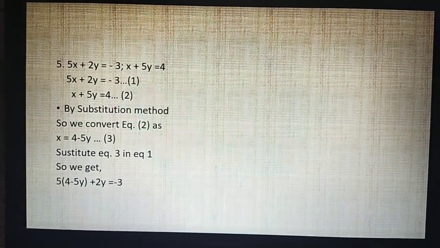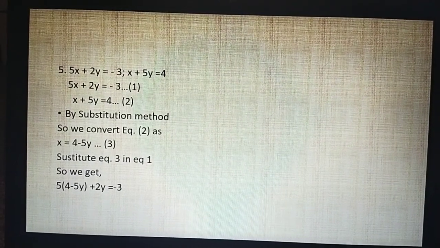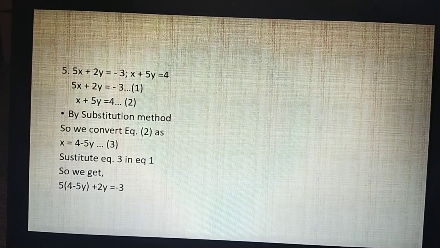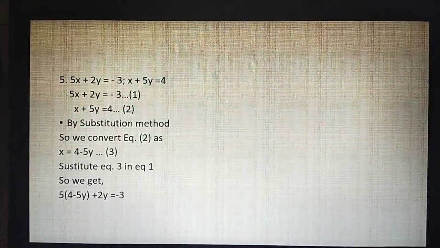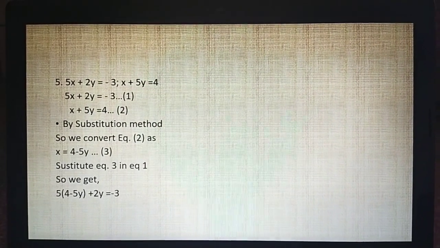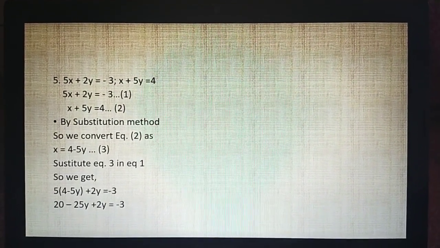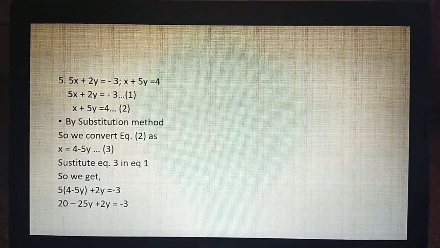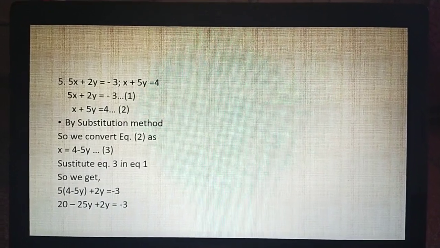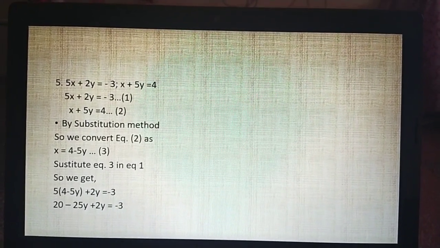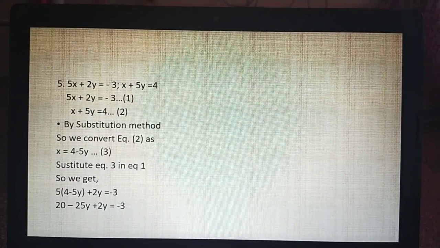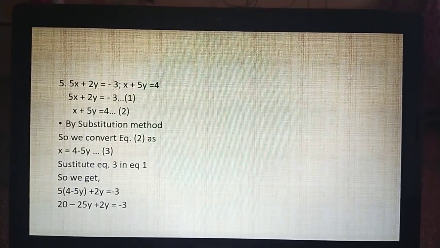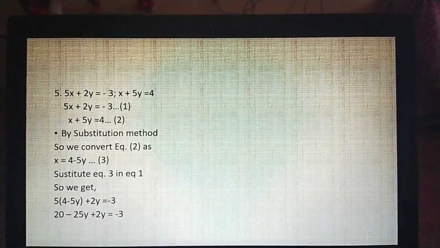Okay, so next we open the bracket and we multiply the outside number with the inside numbers. So let's see what happens. We have 5 into 4 is equals to how much? 20. 5 into 5 is 25. But which sign is there inside the bracket? It is minus. And outside it is plus. So minus into plus will become minus. So 5 fives are 25 and y is the variable. Plus 2y equals to minus 3.